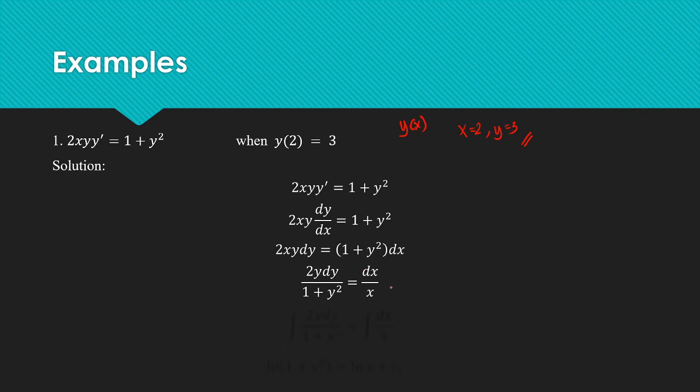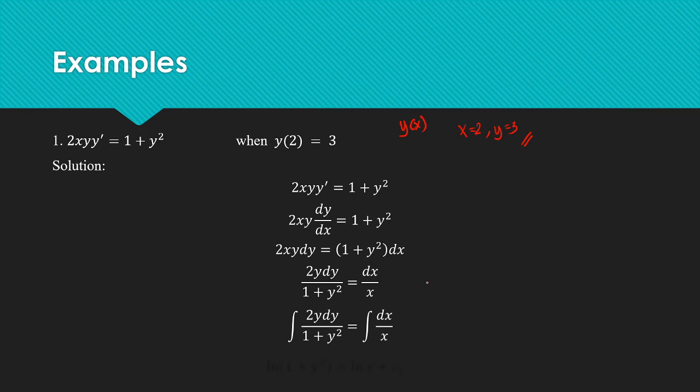So, this is already an integration-ready equation because it's in a form na lahat ng x nakamultiply lang sa dx and lahat ng y nakamultiply lang sa dy. So, we take the integral, not derivative pala, integral. We have the integral of 2y dy over 1 plus y squared is equal to the integral of dx over x. Okay, so ang integral nito class is ln of 1 plus y squared.